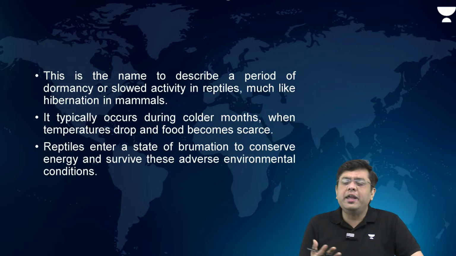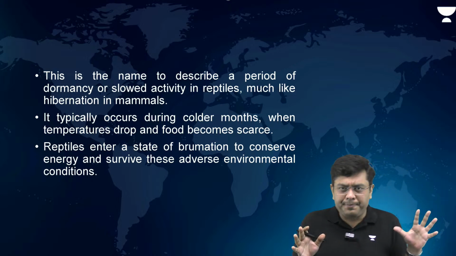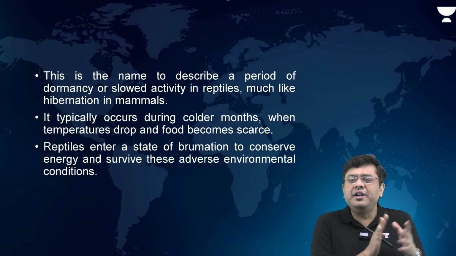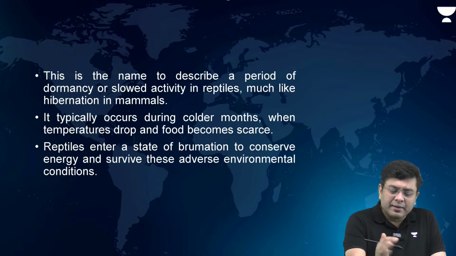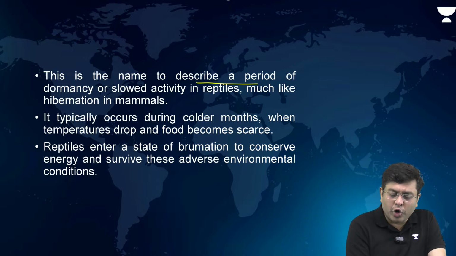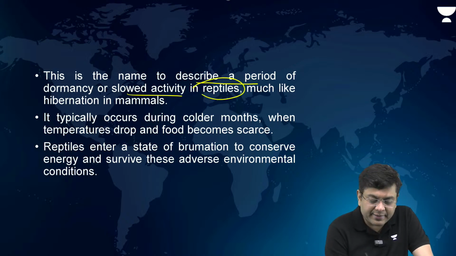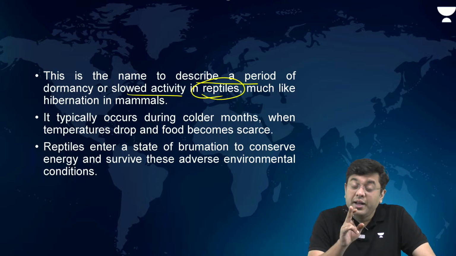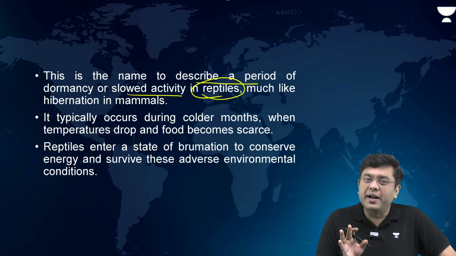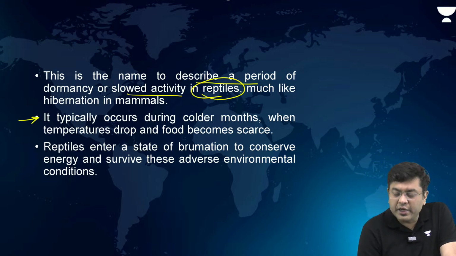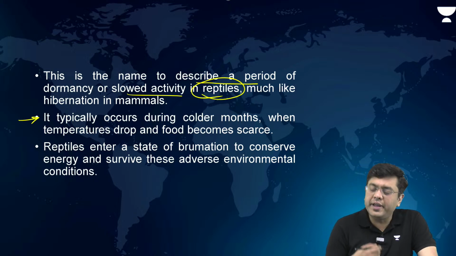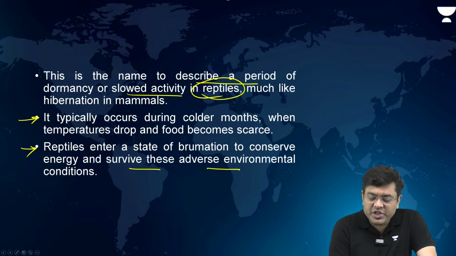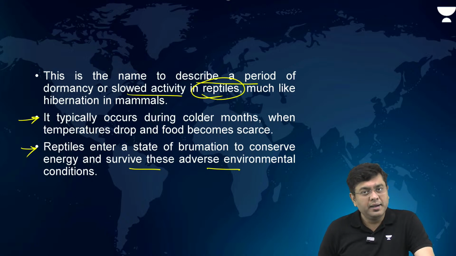There are other ways also in which the species go for prolonged sleep, right? You have estivation, then you have diapause. These are also various different types of prolonged sleep. So here, brumation is the name to describe a period of dormancy or slowed activity in reptiles, much like hibernation in the case of mammals. So brumation is typically carried out in cold-blooded organisms. It typically occurs during the colder months when the availability of food is very, very scarce. Reptiles enter a state of brumation to conserve energy and survive these adverse environmental conditions.